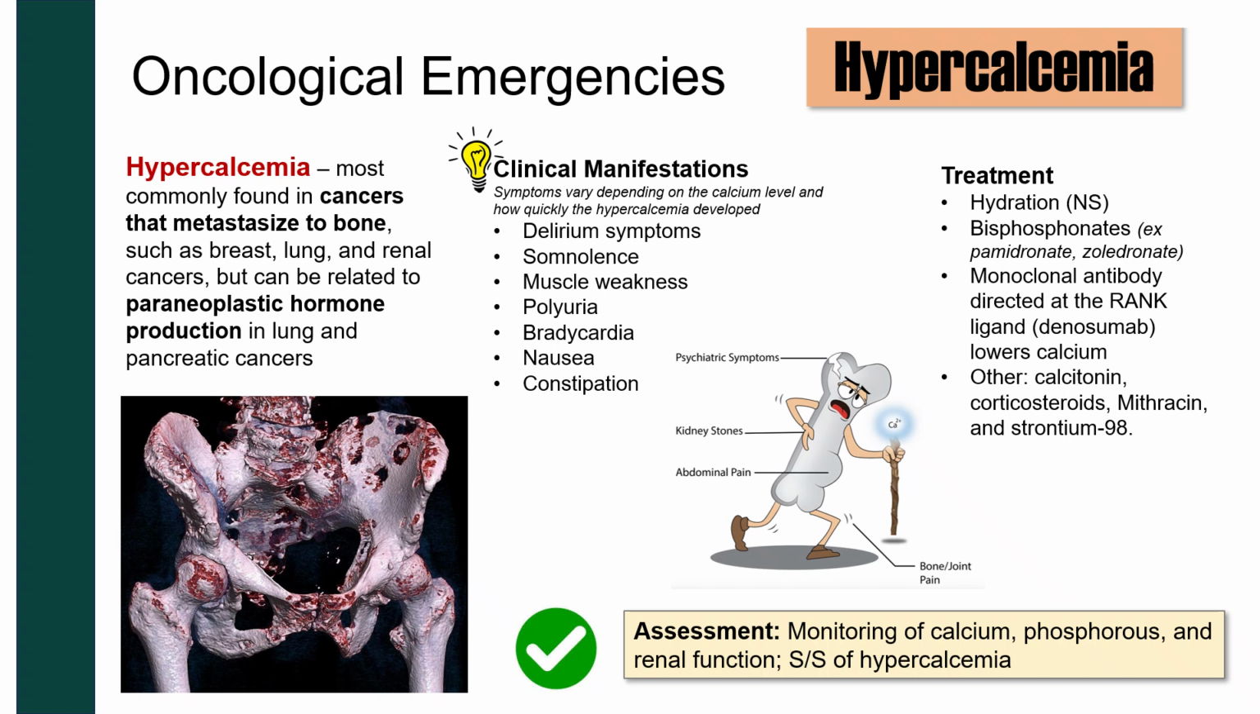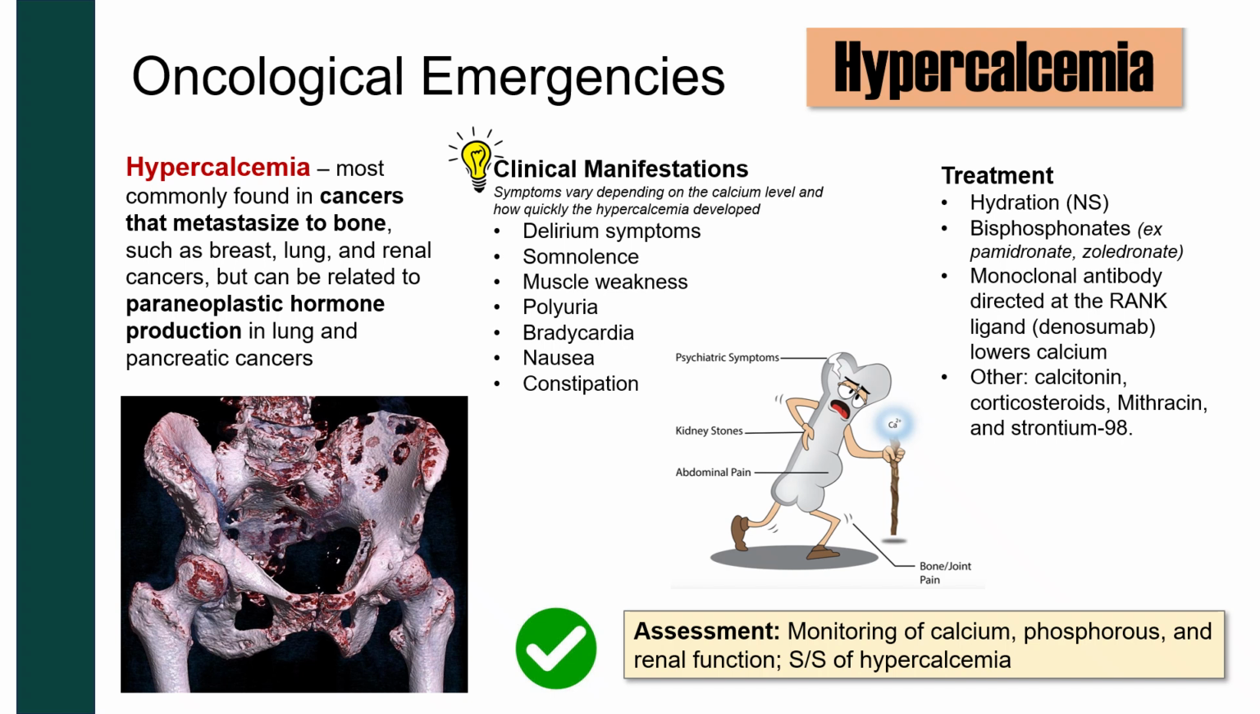So with this one, you're going to assess that calcium blood level, and phosphorus, because calcium and phosphorus have an inverse relationship. We're going to keep an eye on renal function because when you have a lot of calcium in the blood, it's going to eventually travel to those kidneys, and it can cause injury to those vessels. It can cause acute kidney injury, and it can eventually lead to renal failure. So we want to keep an eye on the renal function and, of course, our assessment, those general signs and symptoms of hypercalcemia.